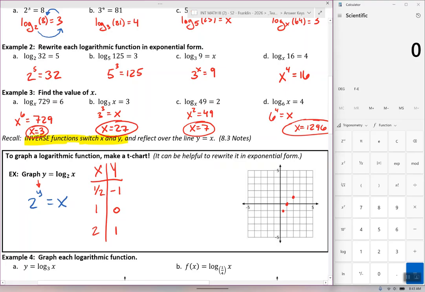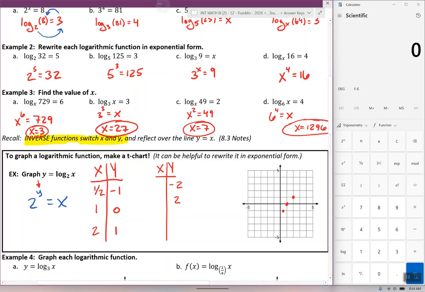Starting to see this picture come together, but I want to do a few more points. Maybe I should have made a larger chart, but let's do -2 and 2. See where that gets us. Okay, if I put -2 in for y, that's 2 to the -2 power. It's 1 over 2 squared, right? We flip the fraction. So 2 to the -2 is 1 over 2 squared, which is 1/4. So I get 1/4 for -2.